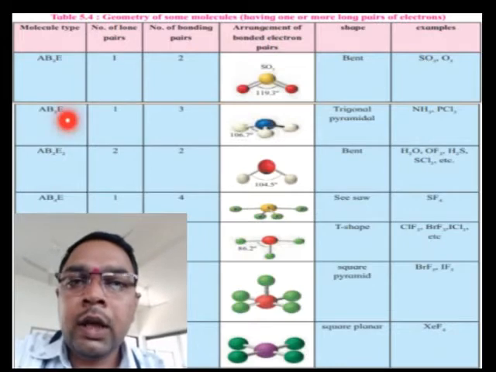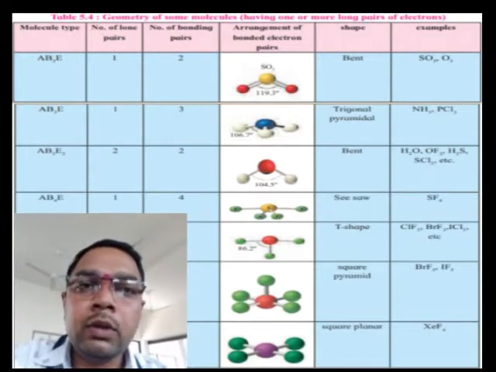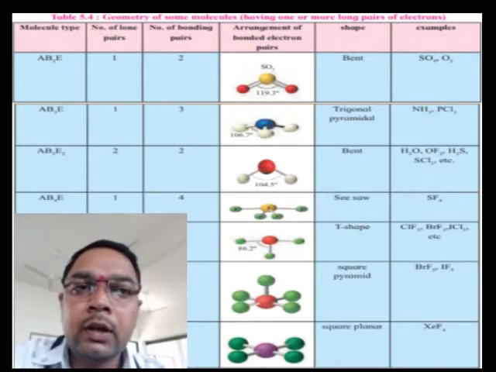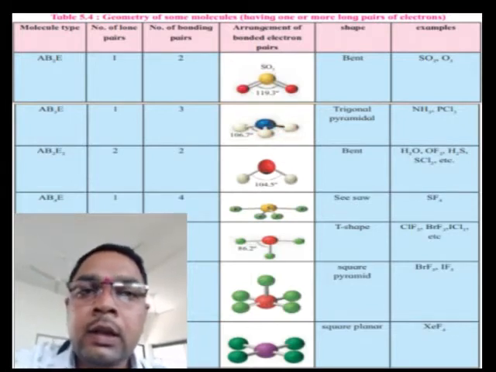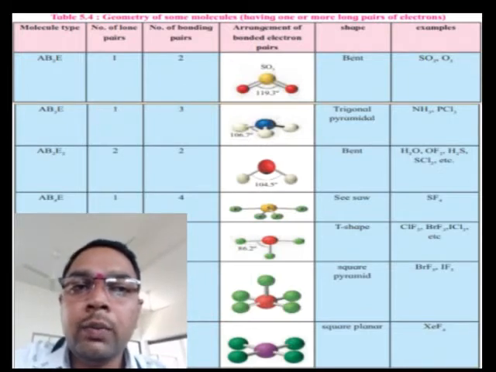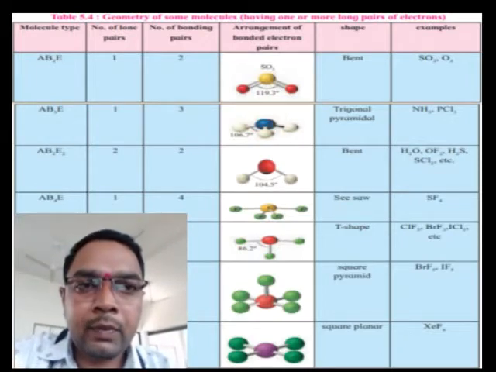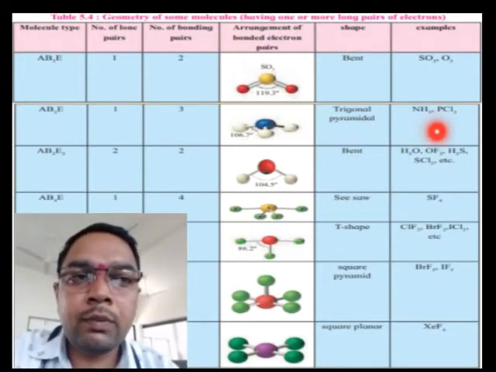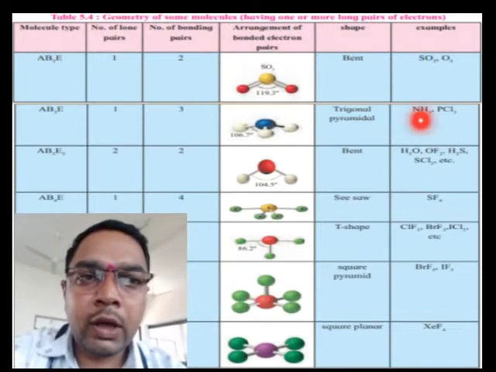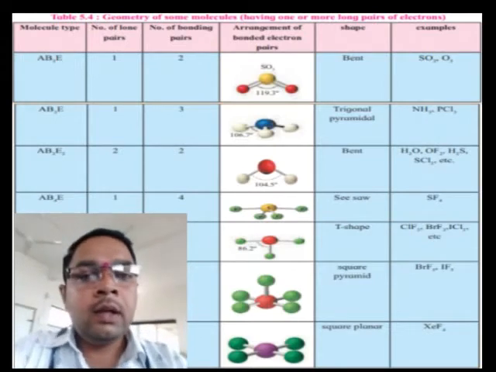Second example, AB3E. It contains 1 lone pair and 3 bonding pairs of electrons. The arrangement is trigonal pyramidal. In this case, there are 3 bonding pairs and 1 lone pair. This lone pair is present on the upper part of the central atom. This geometry is trigonal pyramidal. Molecules are ammonia, PCl3, etc.